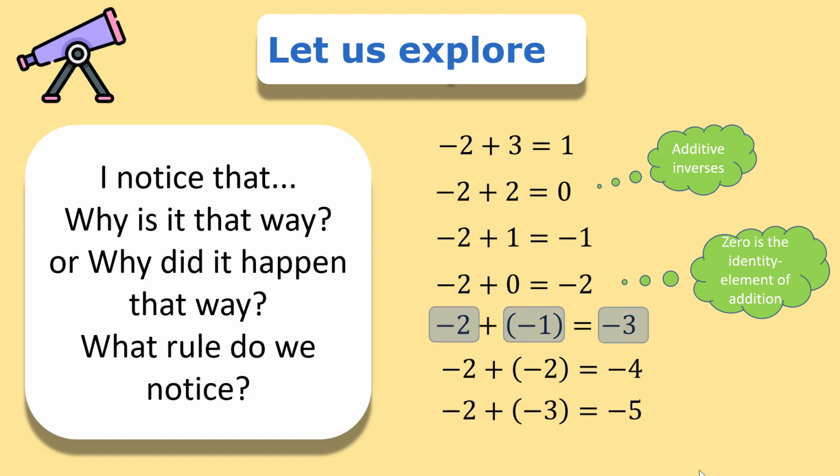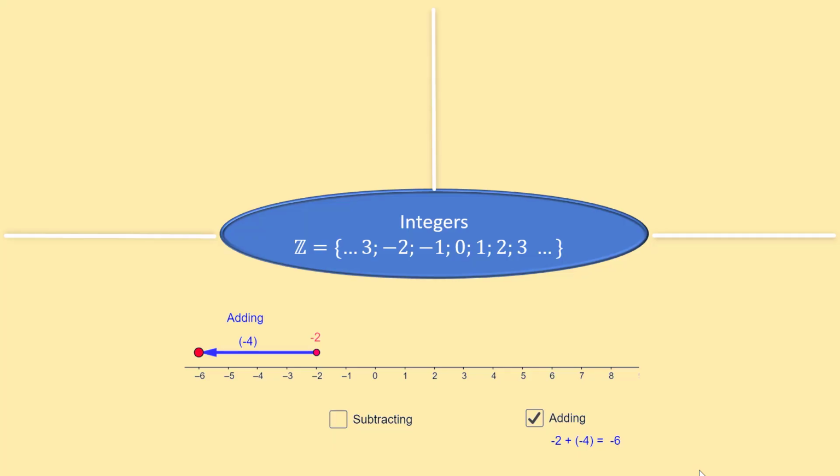Note that if we add 2 negative numbers, the answer is always negative because we move on the number line to the left and to the left. So we say we subtract 2 and we add a negative 2. That is negative 4. We subtract 2 and we add a negative 3. That is negative 5.